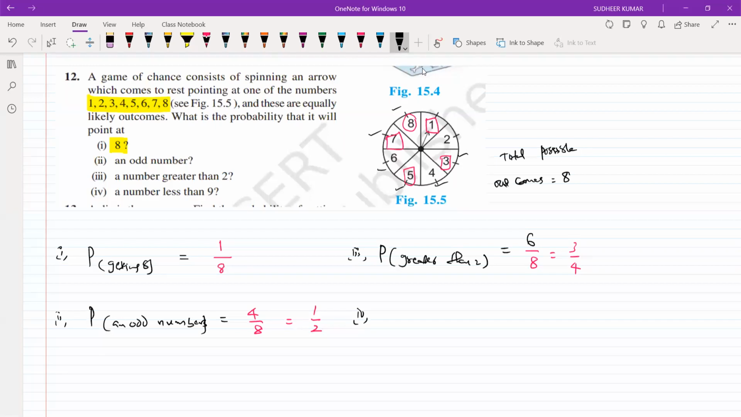A number less than 9. Probability: all the numbers are less than 9, so 8 by 8. 8 by 8 is 1. It is nothing but 1 only. Yes, sir. That's it.